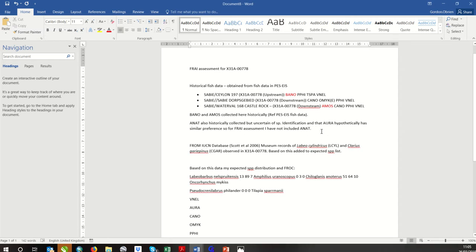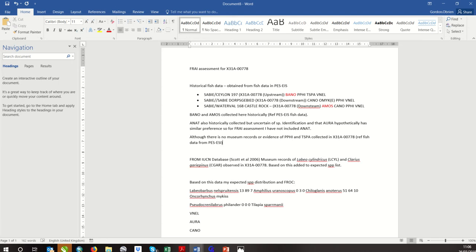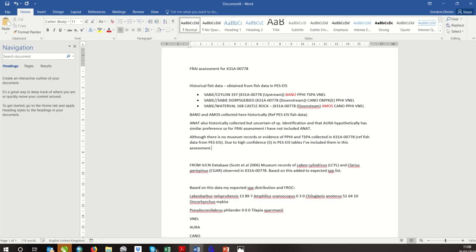Okay, so I'm going to say here, although there is no museum records or evidence of PP and T-SPAR collected in this reach, and I'm referencing fish data from PCIS, due to high confidence in PCIS tables, I've included them in this assessment. You with me?